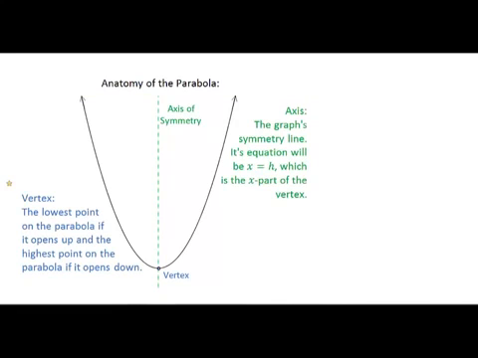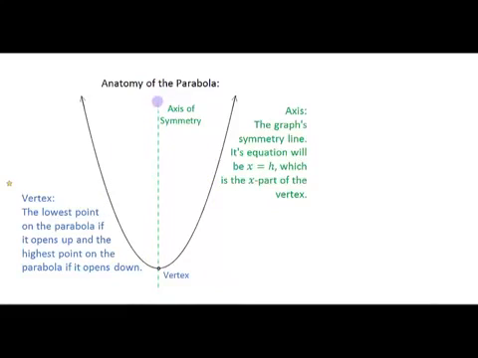Let's talk a little bit about the anatomy of the parabola. First, a parabola is going to have this cup-type shape, almost a V, but it's curved. The vertex is the lowest point of the parabola if it opens up, and it's the highest point if the parabola is opening down. We also refer to this as the minimum or the maximum of the parabola because it would be the lowest or the highest point.